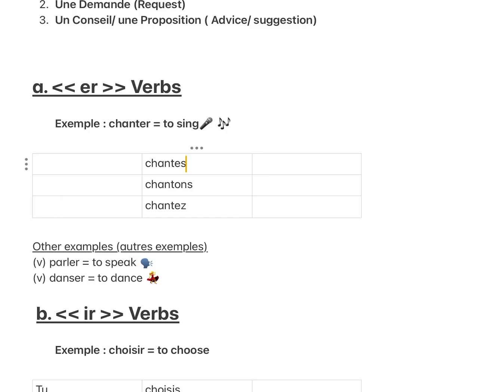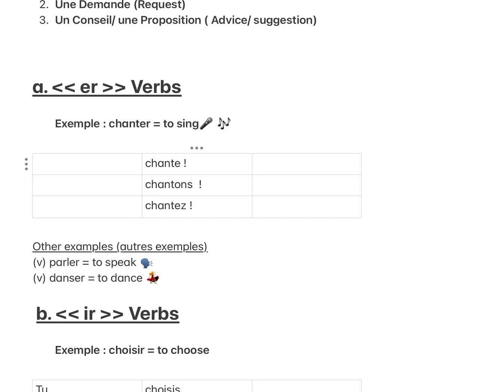Then we remove the S in the tu form because the verb chanter is a regular ER verb. So, to make the imperative form for any regular ER verb, we remove the S in the tu form. And the third step is to add the exclamation mark. And voila, we have the imperative form for the verb chanter.